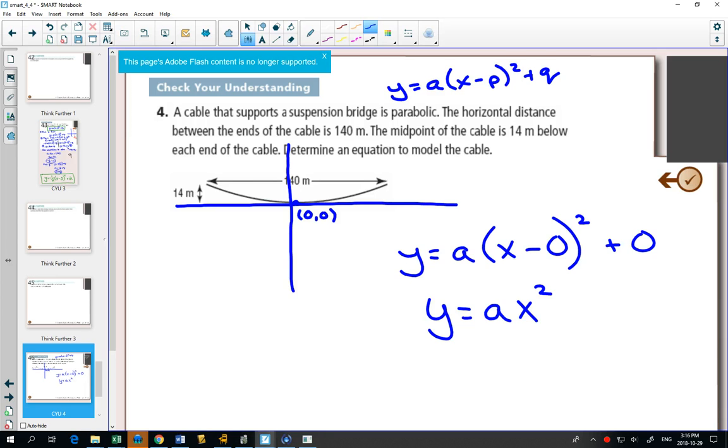Is there enough information here for me to label this point right there? What would the y-coordinate of that point be? 14. Right? Yes? And 70. How did you get 70? Half of 140, because if it's 140 the whole distance away, that point would be 70, 14. What does that mean for our equation to figure out A? We're going to plug in 14 for y, 70 for x.